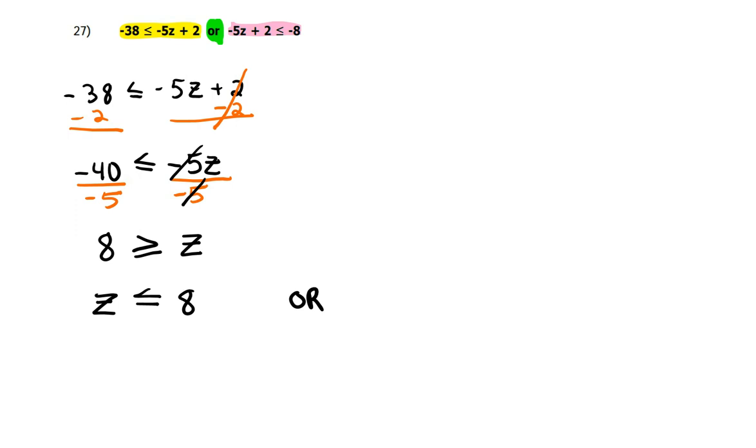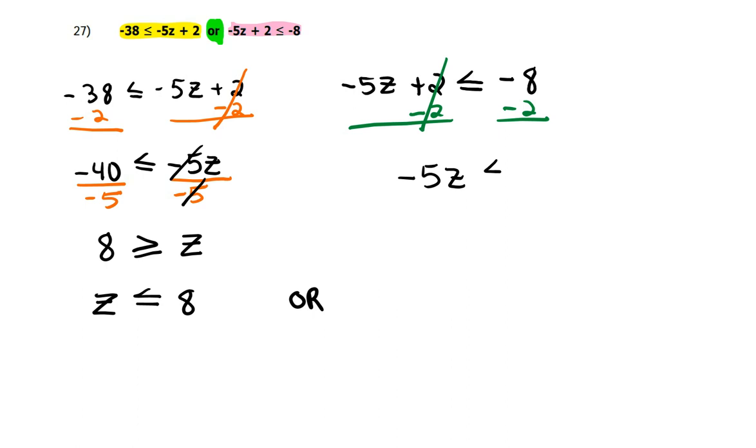And now I'm going to do the other equation that's highlighted in pink, and that is negative 5z plus 2 is less than or equal to negative 8. All right, so I am going to subtract the 2. Boom. That'll leave the negative 5z on the left side, and then balance on the right. Negative 8 minus 2, negative 10.